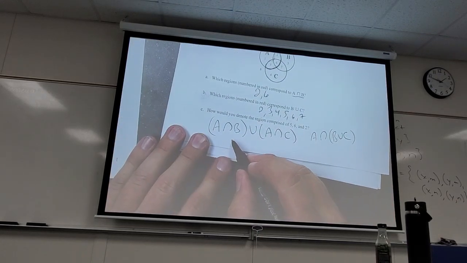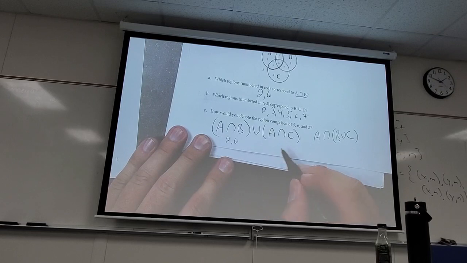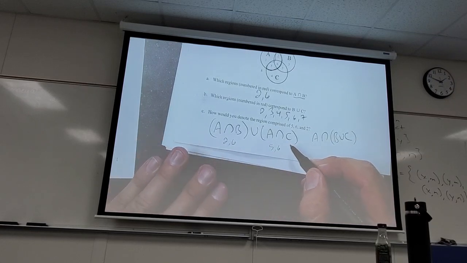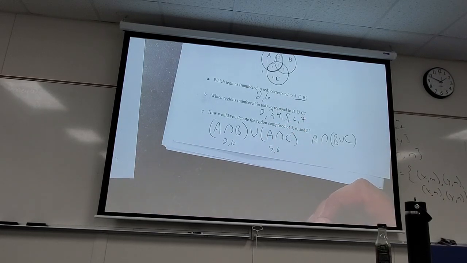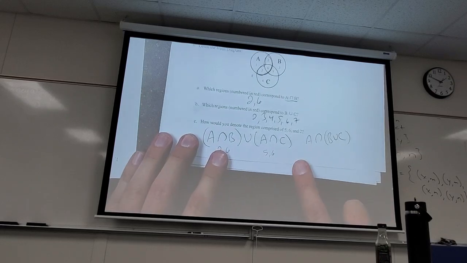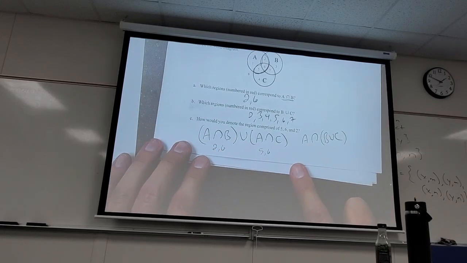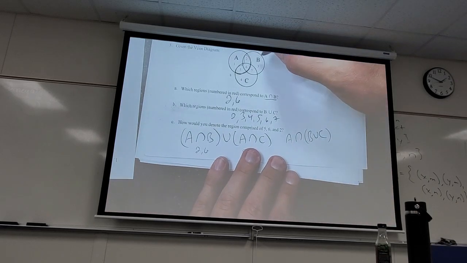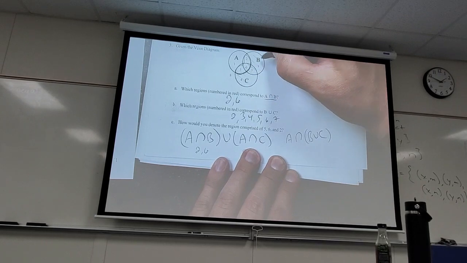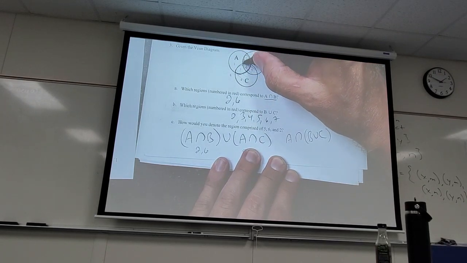A intersect B would be 2 and 6, correct? A intersect C would be 5 and 6. So sure enough, if you union those, you get 2, 5, 6. So that I agree with. I want to ask you guys, I don't know if you guys agree with this one. If I do B or C, that's all this, and where does A intersect with that? Right there.